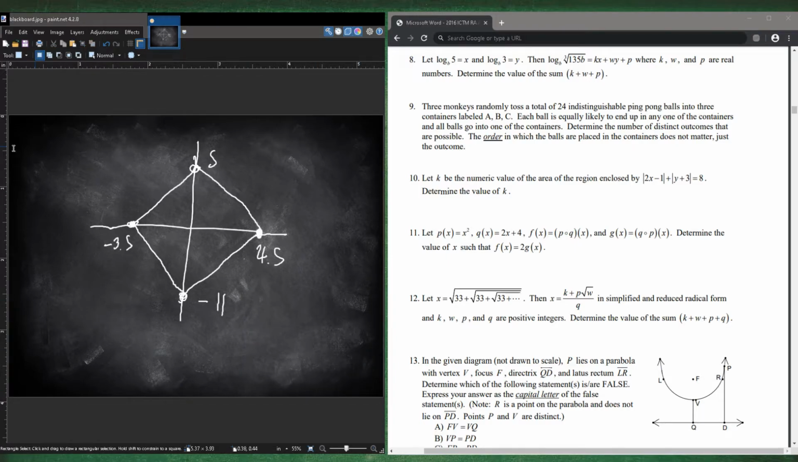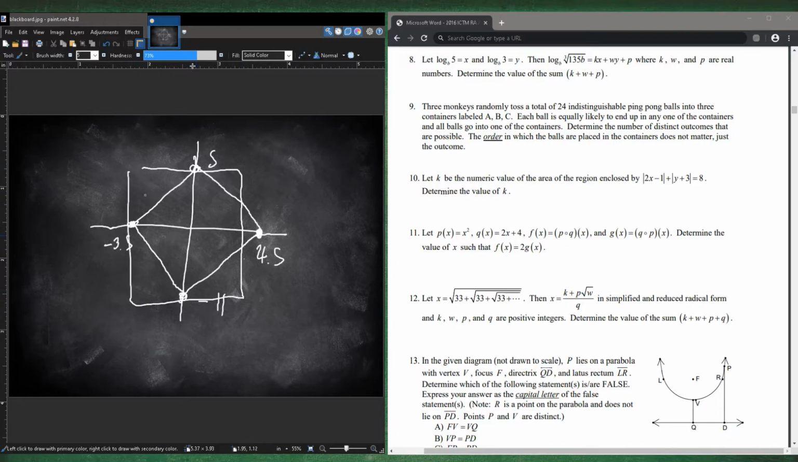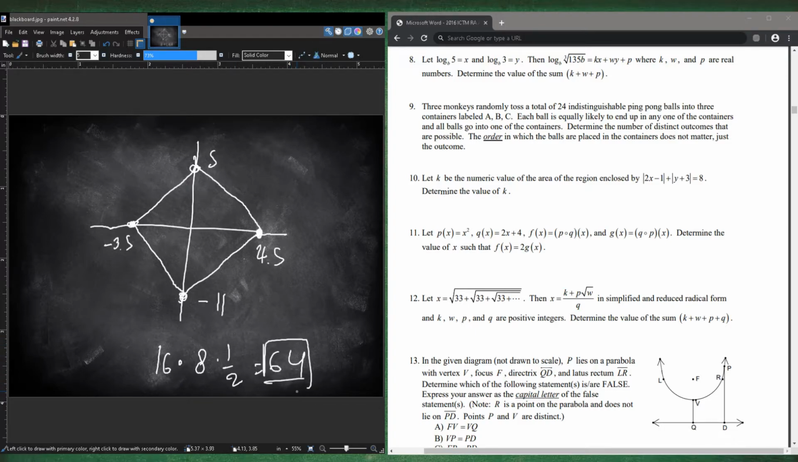That means the area between them, the area of a diamond, is base times height divided by 2, because you can make a rectangle and the four corner pieces are equal to each other. That's why it's half. So all we need to do is 5 to negative 11 is 16, and negative 3.5 to 4.5 is 8. So 16 times 8 times a half is equal to 64. So the answer for number 10, the area in that graph, is 64.